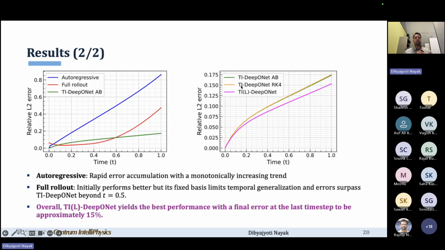And within the three different TI-based frameworks here, TI-DeepONet, AB, and RK4 were almost quite similar, AB having slightly better accuracy. But again, the TIL-DeepONet, as expected, as is consistent with the other examples that we saw previously, gives you the best performance with a very decent final L2 error of about 15%. So this is more or less a 3x extrapolation that we did, because we gave 1/3 of the temporal domain for training, and then we did the extrapolation on the rest of the domain. So this was quite decent.